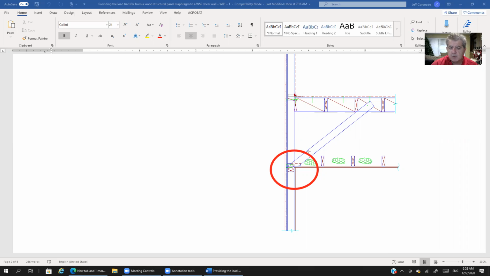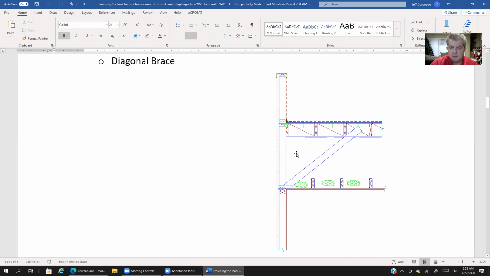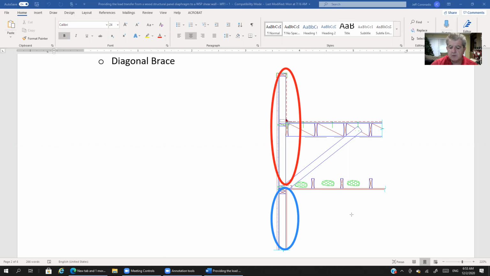So there's a double top plate, but the importance of that is that, let me clear and zoom back out, literally in this wall assembly we have two studs. There is one stud that goes above the double top plate, and then there's the stud that's coming in from the level below up to the double top plate. So we have two separate elements that make up the overall stud wall assembly that we see here.